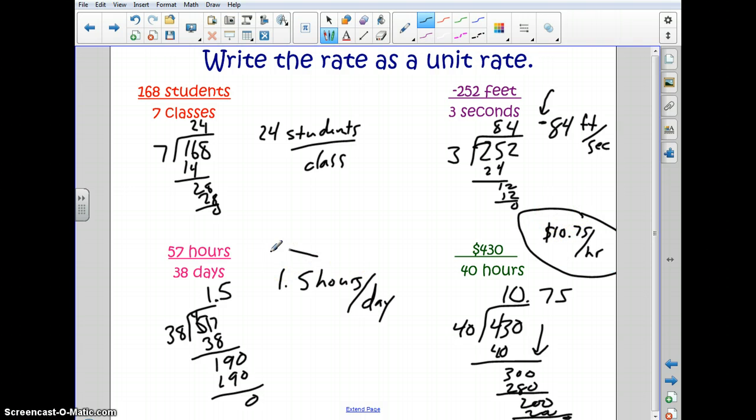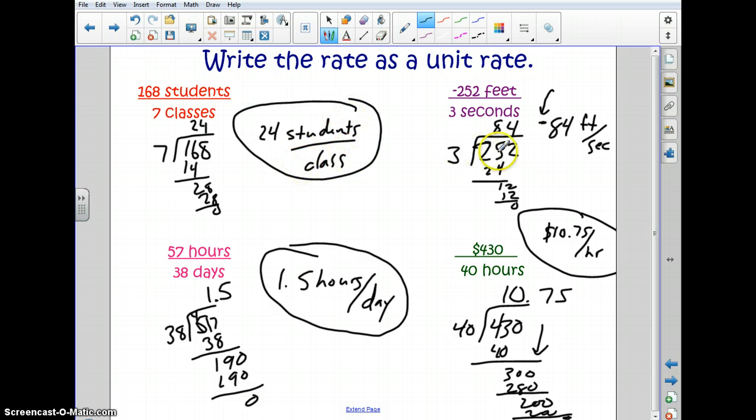All right, so those are the examples of finding unit rates. On the bottom of each one of these, my denominator would be 1, but I don't write that 1 in there because it just sounds silly.